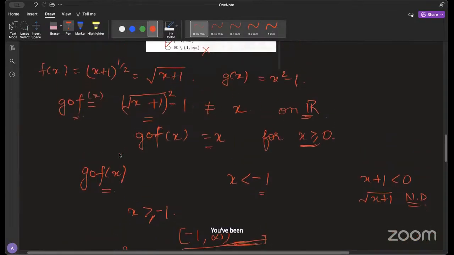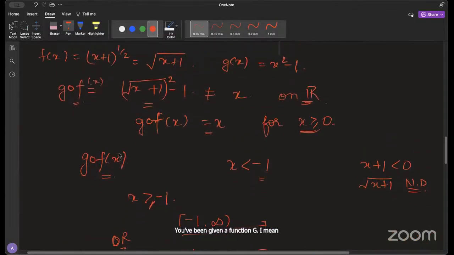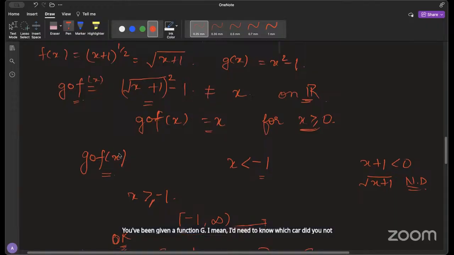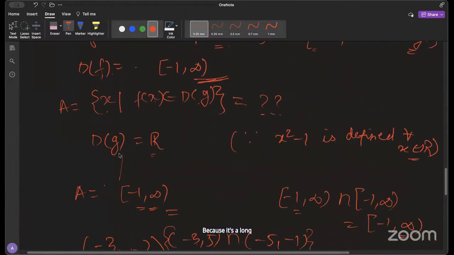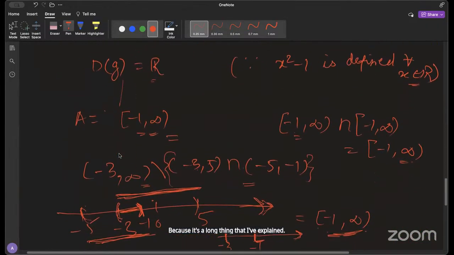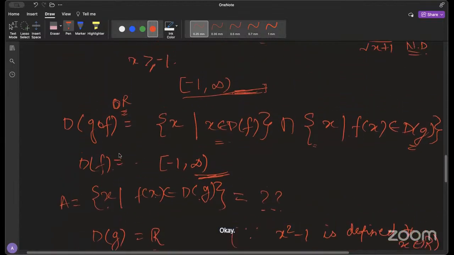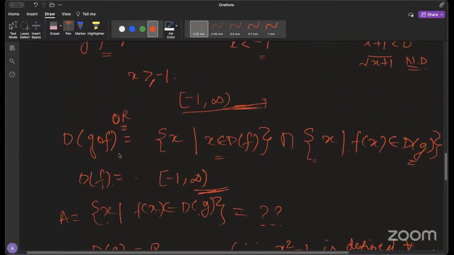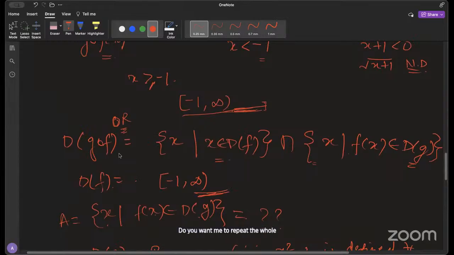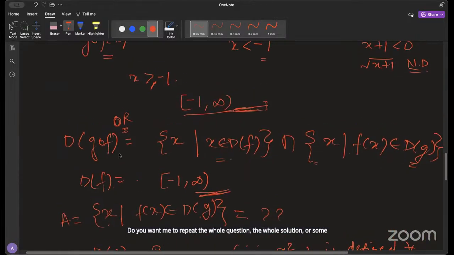You've been given a function g. I mean, I need to know which part did you not get, because it's a long thing that I've explained. Did you not get anything at all? Okay. Do you want me to repeat the whole question, the whole solution, or some specific part to it?